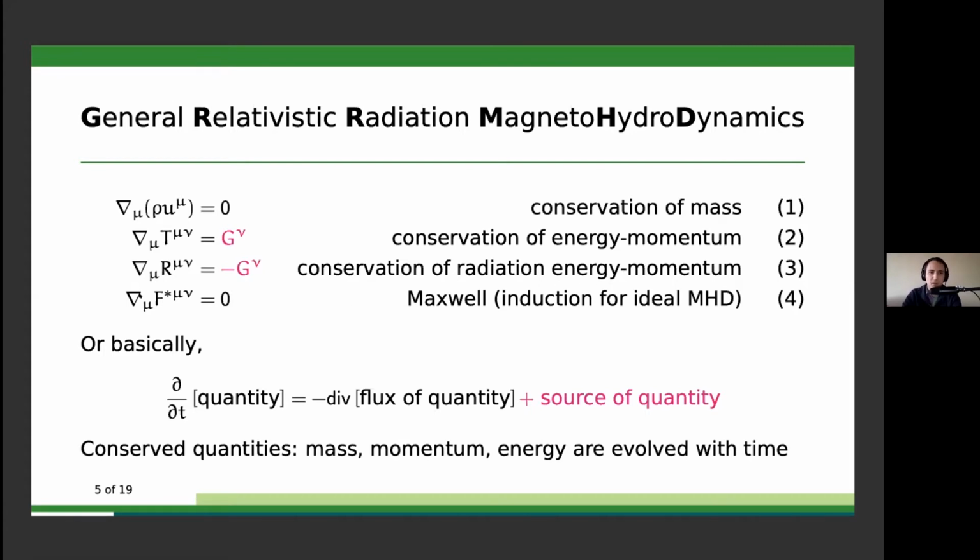This is the general relativistic form of the equations, but if you decompose them, they basically all look the same. They look like conservation laws. So you have the rate of change of some quantity equal to minus the divergence of the flux of that quantity, plus some source term.